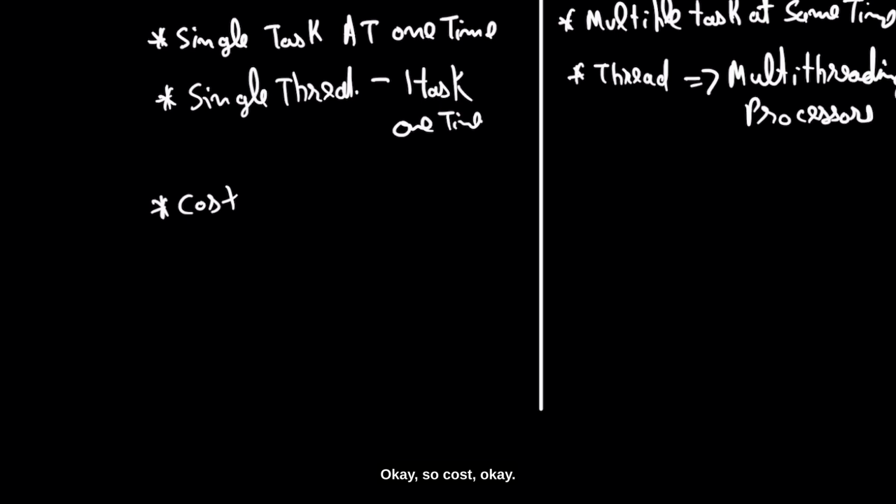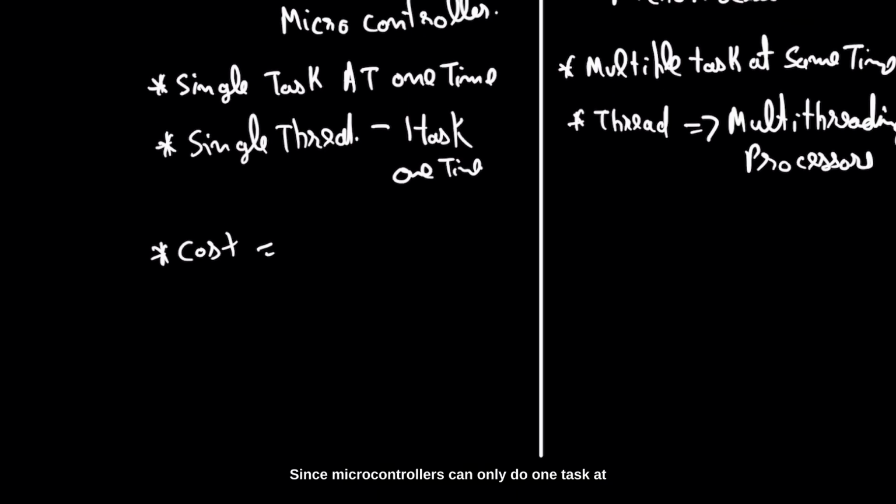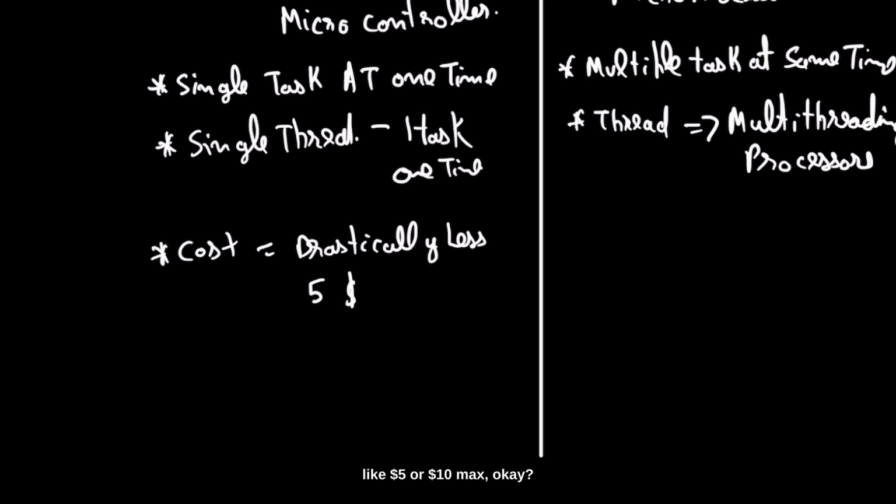So cost. Since microcontrollers can only do one task at a time, by simple logic the cost is going to be drastically less. When I say drastically, it means like $5 or $10 max. Obviously, there are better ones for $50 or something, but usually it doesn't go above that. So this is the price range that we're playing at.